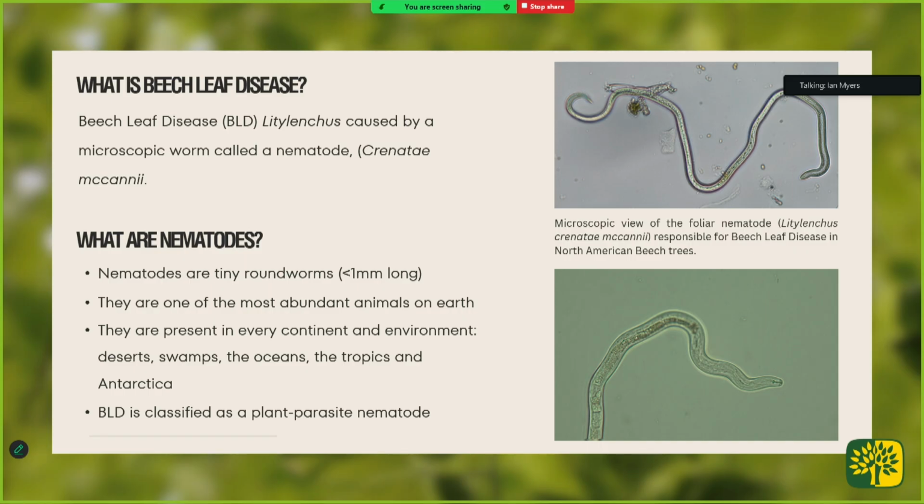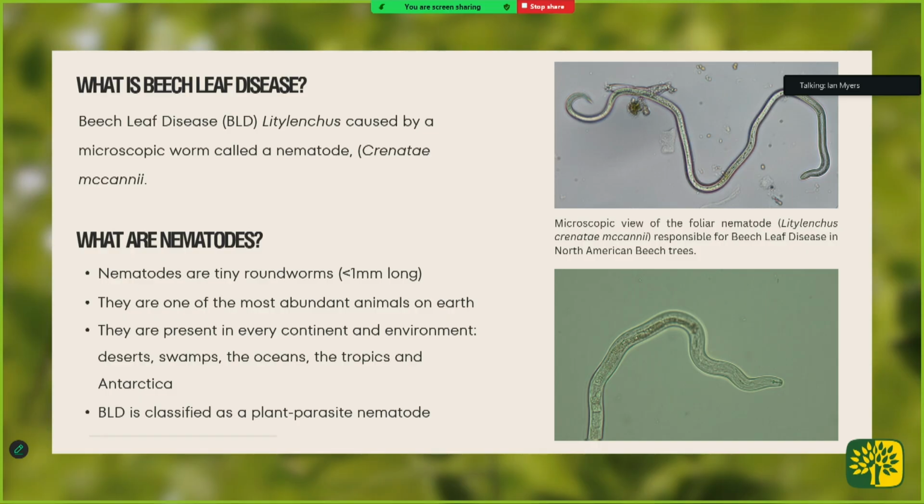So what is beech leaf disease? As the name suggests, pretty simple. Beech leaf disease is a disease of the leaves of beech trees. It is caused by a nematode, which is a microscopic worm. This particular nematode is considered a plant parasite.